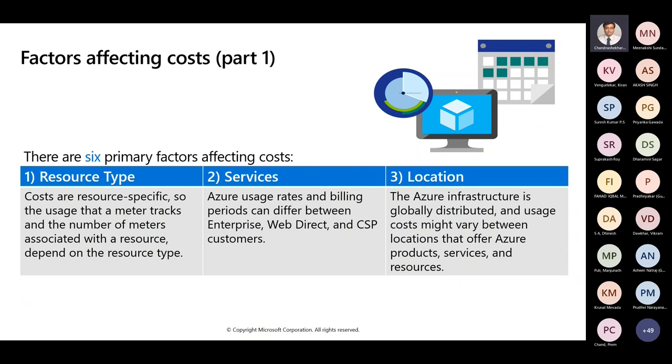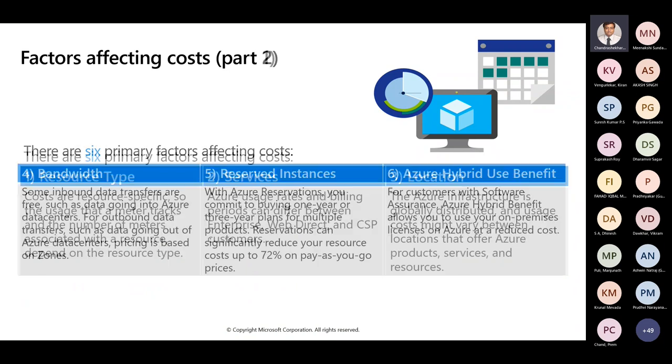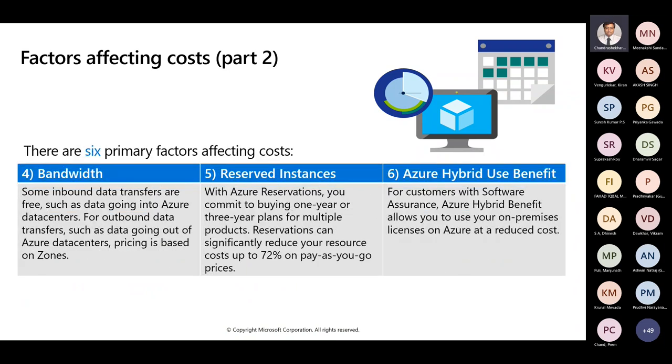Whenever you are accessing data well within the region, there is no egressing cost. But across the region, there is always egressing cost. Bandwidth, reserved instances, Azure hybrid use benefit. What I was talking about is bandwidth. Some inbound data transfers are free, such as data going into Azure data centers. For outbound data transfers, such as data going out of the Azure data centers, pricing is based on zones. Whenever data is coming out of a zone, then egressing adds cost to your bill.